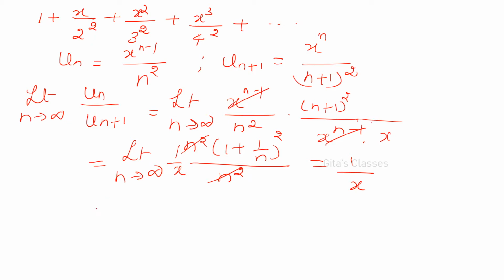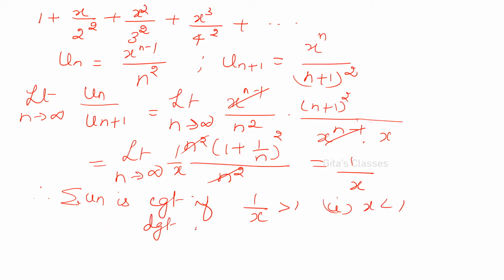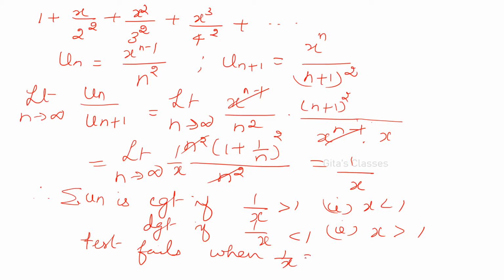We don't know the value of x, therefore you have to write sigma un is convergent if this value, that is 1 by x, is greater than 1, that is x less than 1, right? And this is divergent if 1 by x is less than 1, that is x is greater than 1. And the test fails when 1 by x is equal to 1, that is x is equal to 1. When x is equal to 1, now you have to go for either comparison test or RAPS test.